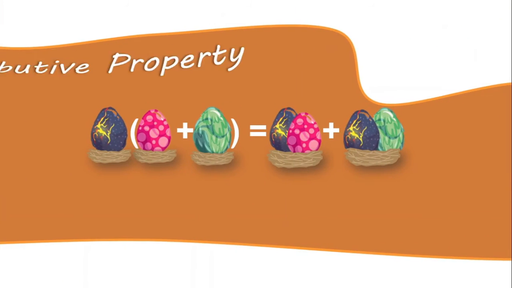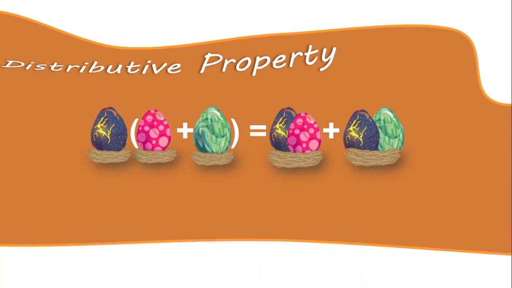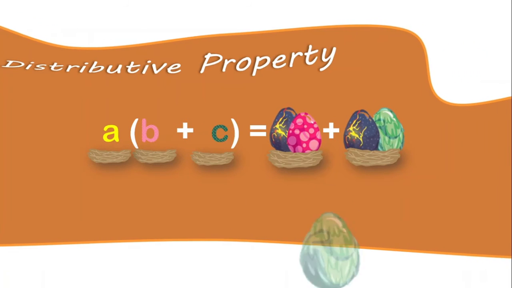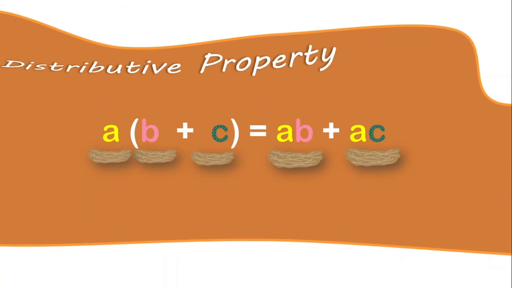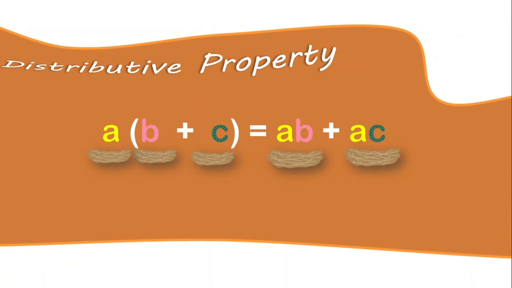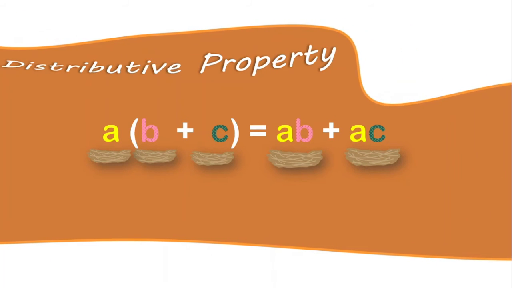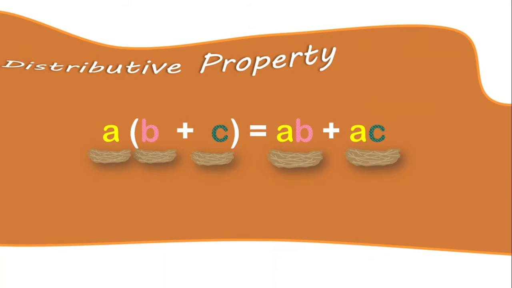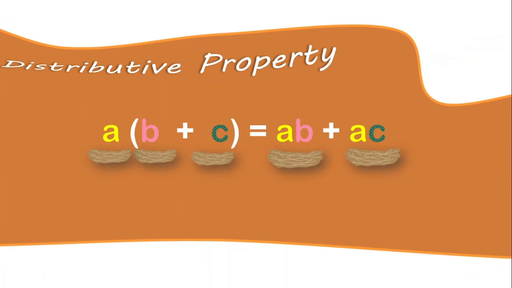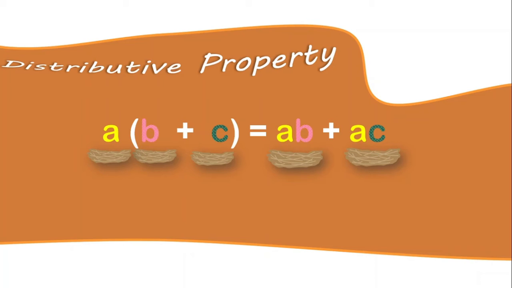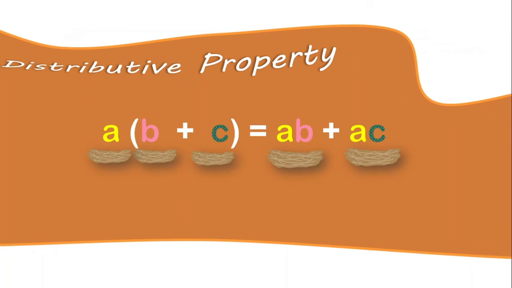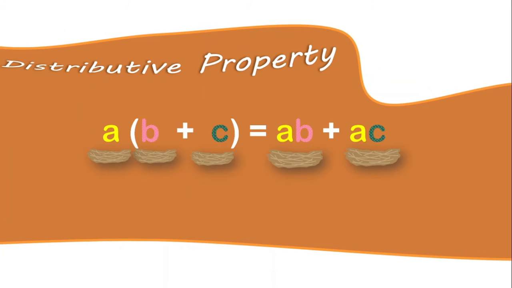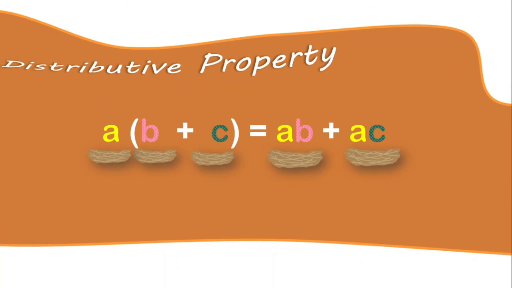Distributive property. When we multiply a number by a sum of two numbers, we get the same result as multiplying the number by each of the terms and then adding the results. For example, the product of 2 and the sum of 3 and 5 is equal to the sum of the products of 2 and 3, and 2 and 5. The distributive property is crucial because it describes the way addition and multiplication interact with each other.